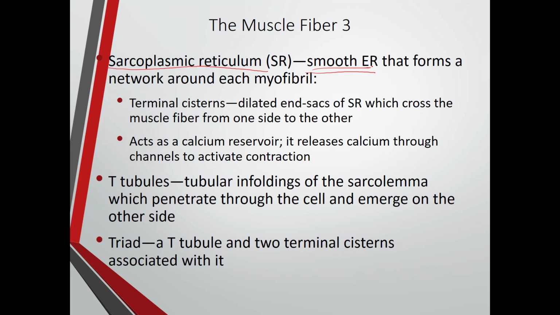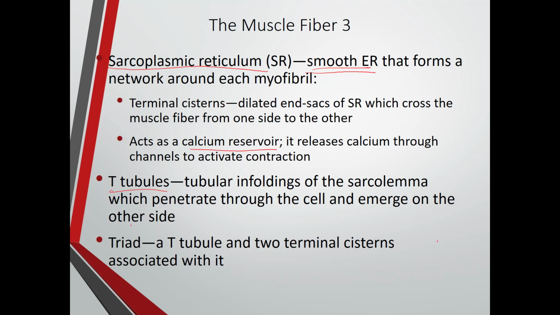I may have erroneously called it rough endoplasmic reticulum, but it's not actually making any proteins here, and so that wouldn't make sense. But the big thing is that it acts as a calcium reservoir. So it releases calcium when activated by the T tubules, and the T tubules are these tubular infoldings of the sarcolemma, which is, again, remember, the cell membrane, and they penetrate.